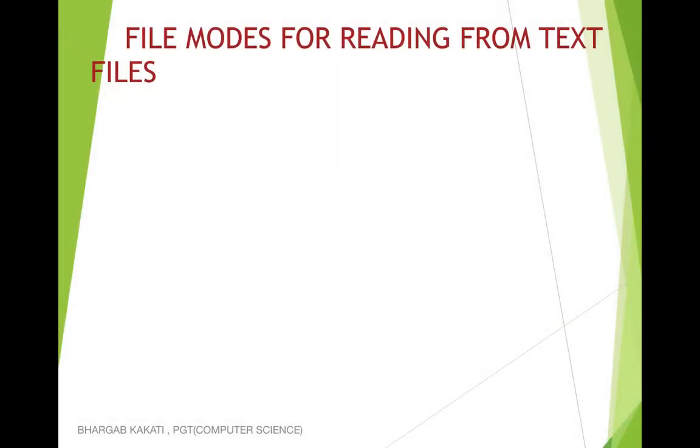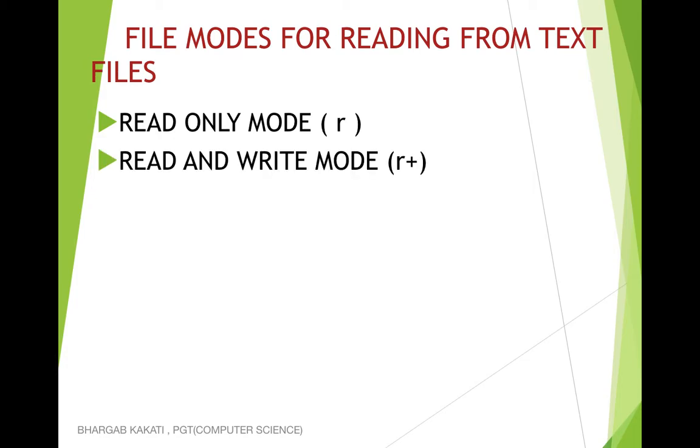Okay, now let's move on with the file modes for reading from text files. Now when you are reading from text files, there is a thing called the file mode. The file should be opened in a particular mode. Let's see the file modes available in Python for reading data from text files. The first file mode is read only mode, and the next file mode is read and write mode, which is denoted by r+. Read only mode is denoted by small r, and read and write mode is denoted by r+.